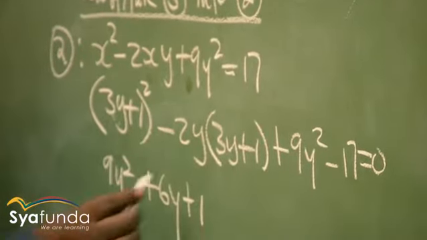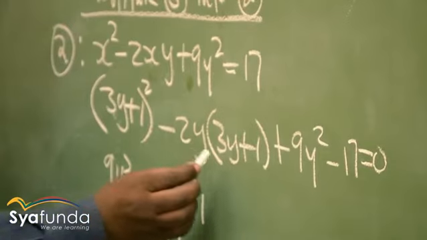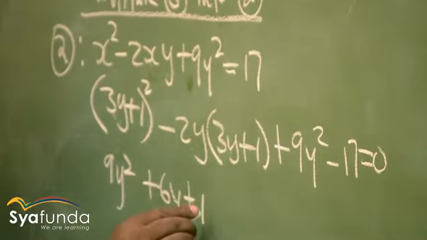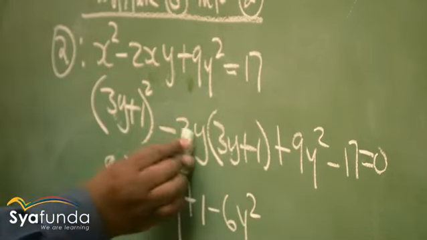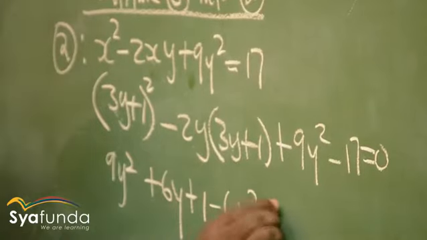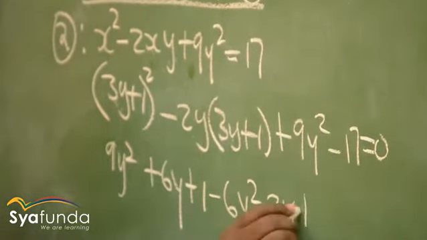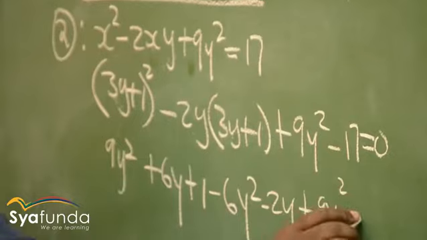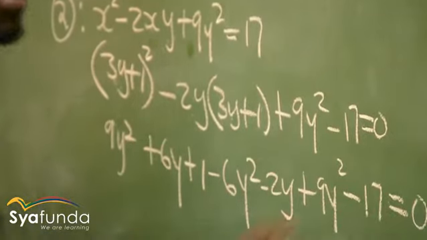Minus 2y times 3y is going to give us minus 6y squared. Minus 2y times 1, what is this going to give us? It's going to give us minus 2y. We add this, plus 9y squared. We subtract the 17, then we'll get 0.